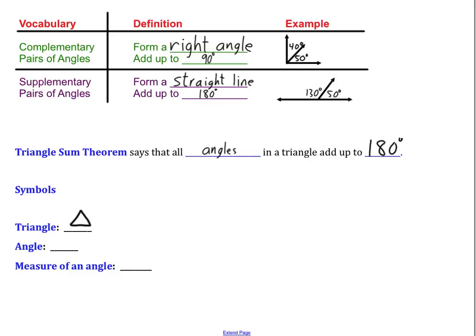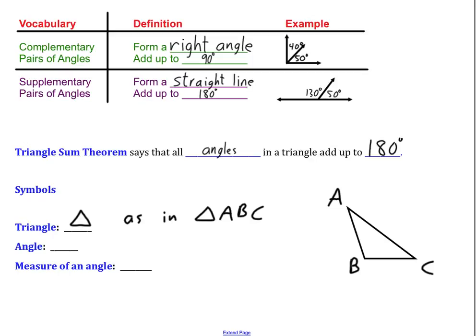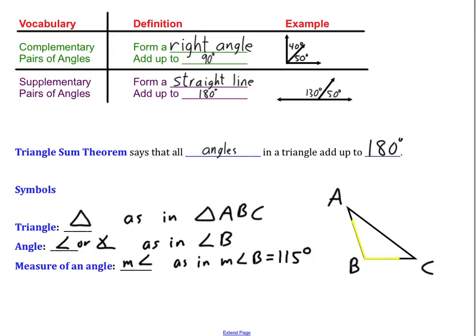The symbol for a triangle is a triangle, and we write it in front of the name of the triangle, so it would be triangle ABC. That would refer to this object right there. The symbol for an angle looks like this. We'd put it in front of a vertex of the angle. Angle B. That's referring to that object, the yellow object that's an angle formed by two rays. The measure of an angle, the symbol for that puts an M in front of the angle symbol, and we might use that to say something like the measure of angle B is 115 degrees.